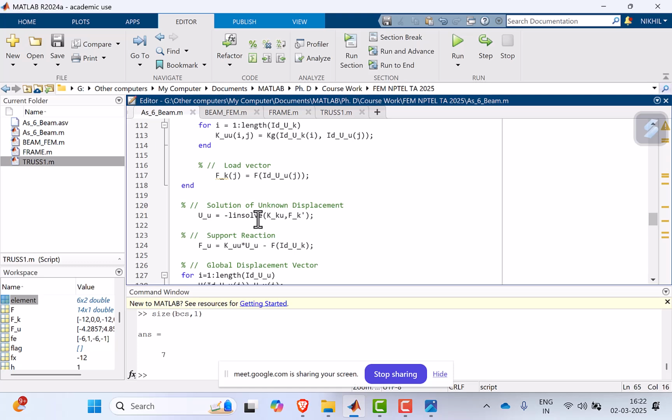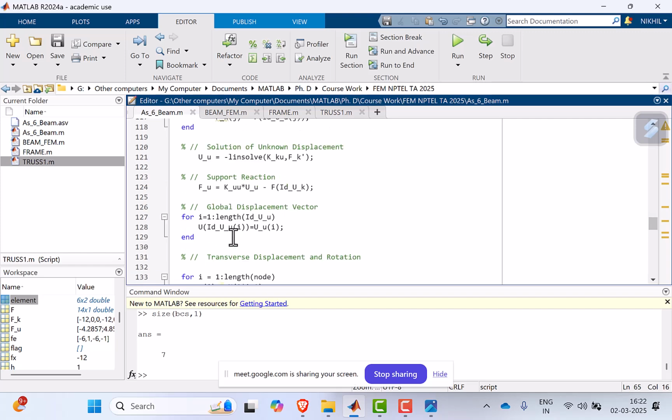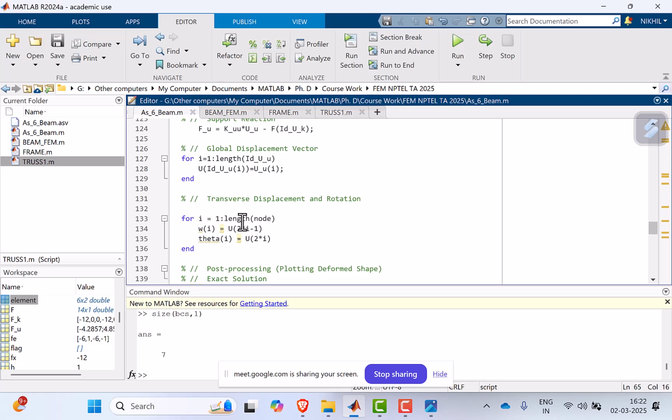So you have a predefined function in MATLAB, which is linsolve. It directly solves it without the inverse and doesn't take much time. So when you solve it, you will get the UU and FU, and along with that, you can distribute on the basis of U as W and theta, and you will get the final solution of it. So this was the code. I hope you all have understood.